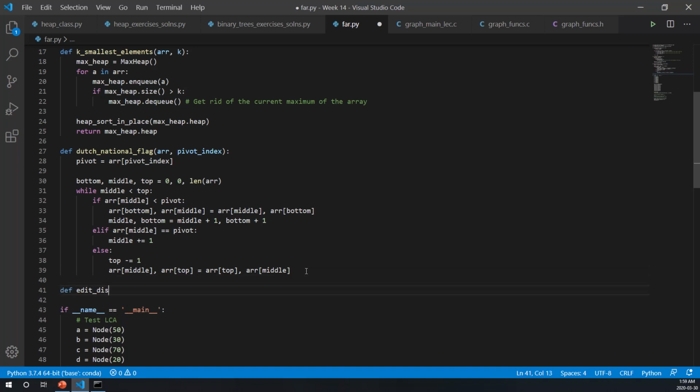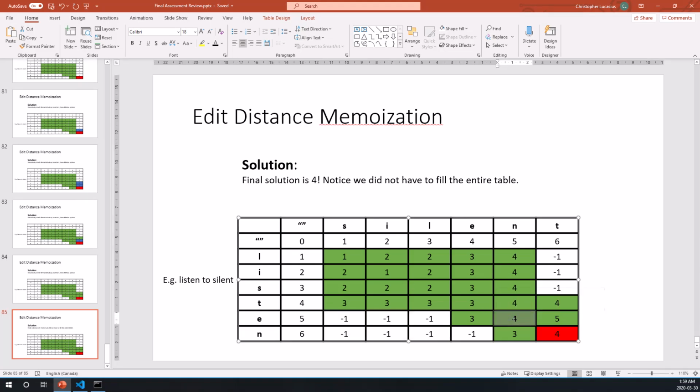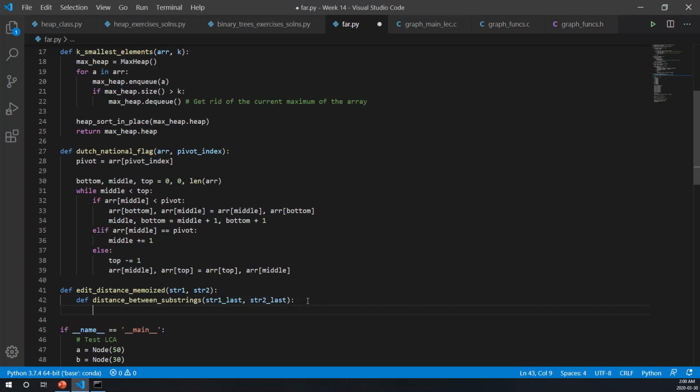So I'm going to make an edit distance memoized function, and I'm going to take 2 strings, string 1 and string 2. And just like with the Fibonacci memoization I did, I'm going to make another function within this function. Ooh, fancy. I'm just going to return the distance between string 1 and string 2 up to a certain index, so up to string 1 last and string 2 last. That's convenient because each of these entries corresponds to the distance between, let's say, list with an E and silent over here. That'll just be string 1 up to length minus 1 and string 2 up to length minus 1. So that would be this case here.